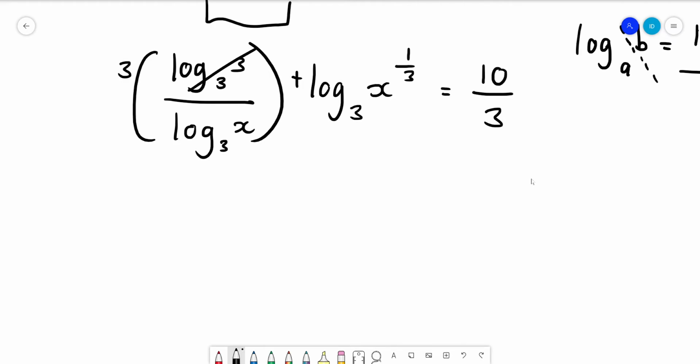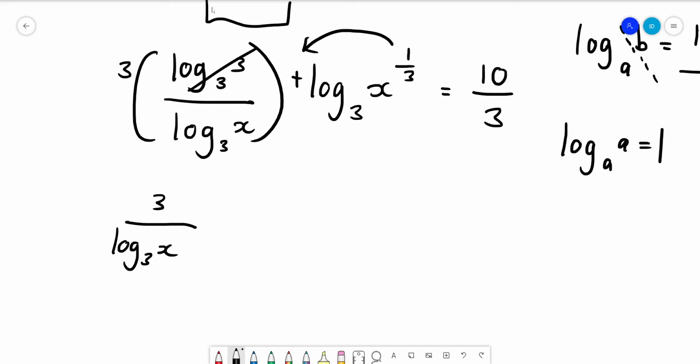We know that if the base of the log and the number are similar, you will get log base a of a is equal to 1. Anything that has the same base as the logarithm's base is equal to 1. So 3 times 1 should be 3 divided by log base 3 of x, and we can bring the index to the front, so it becomes plus 1 over 3 log base 3 of x is equal to 10 over 3.